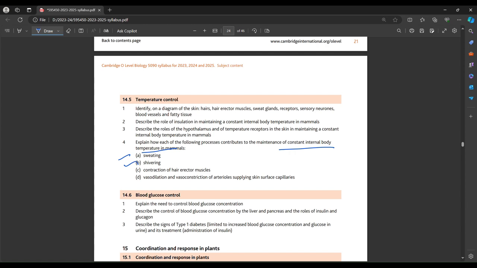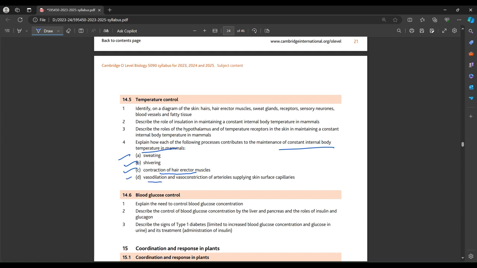Shivering: when the temperature gets too low, then the body will start contracting and relaxing, due to which heat is released, which will maintain the body temperature. And contraction of hair erector muscle: when the temperature is too low, the hair erector muscle gets contracted, due to which hair stands up and it traps the body heat and prevents heat loss.